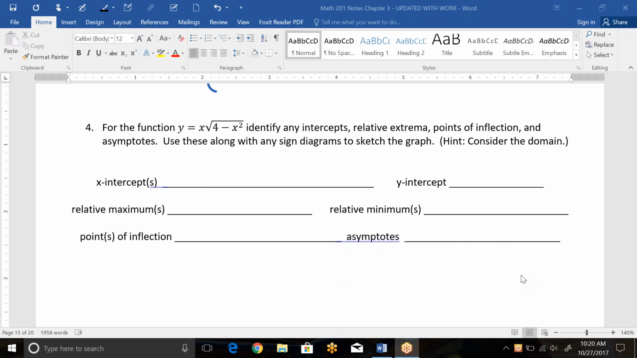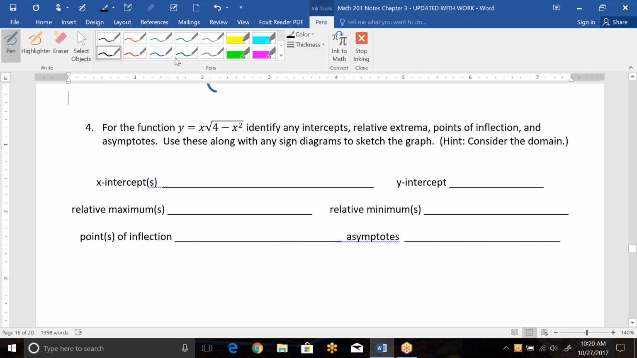All right, this is the 3.7 video, part 2 of the curve sketching. We're looking at this number 4 for the function y equals x times the square root of 4 minus x squared. We want to identify any intercepts, relative extrema, points of inflection, and the asymptotes if they exist. Now, there are no asymptotes in this one either.